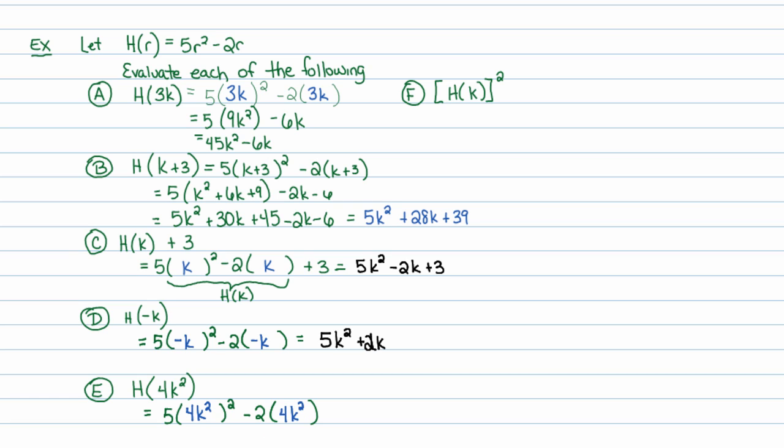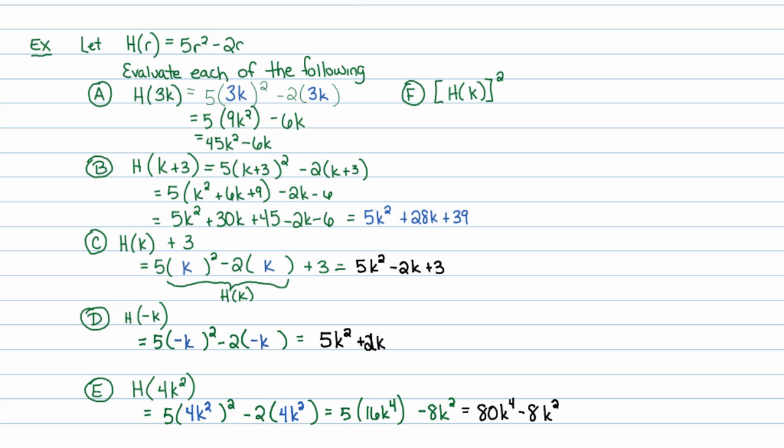And all we're going to do is clean that up. Basically, it's 5 times 16k to the fourth minus 8 times k squared. And our final answer here will be 80k to the fourth minus 8k squared.